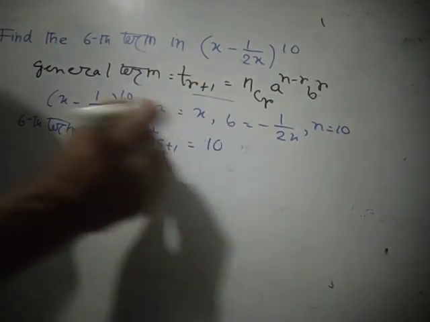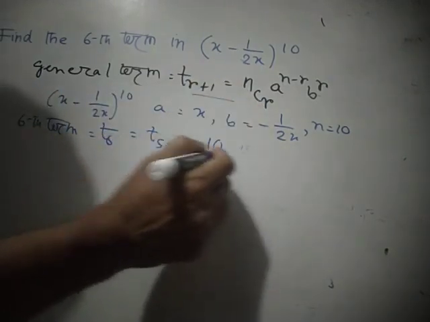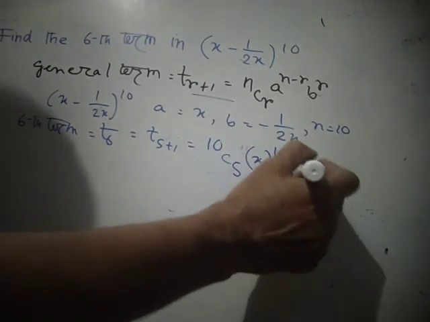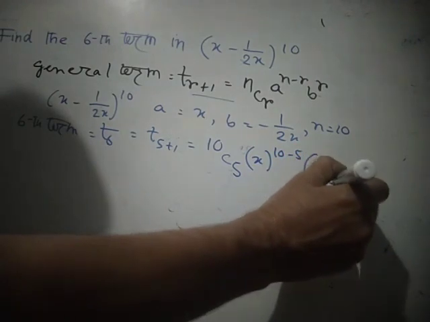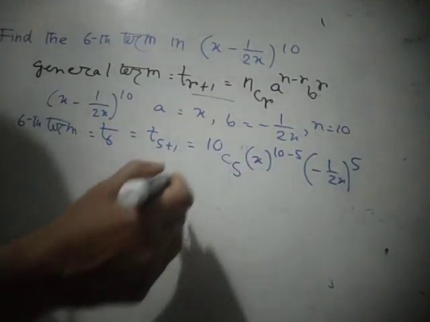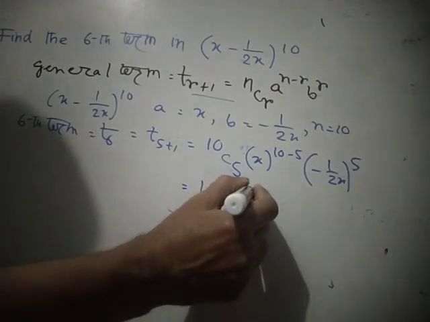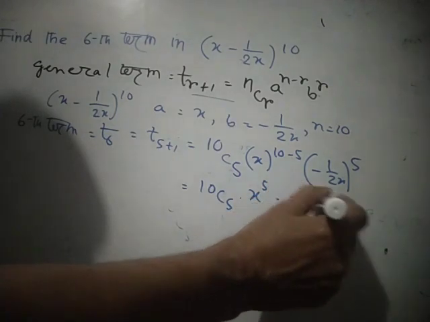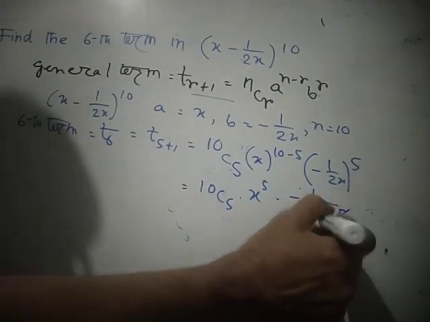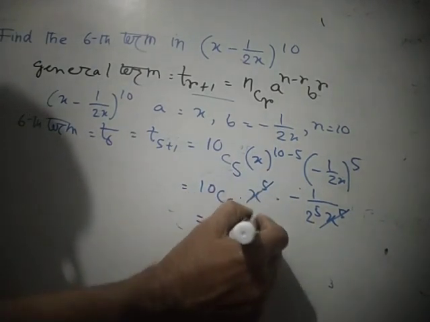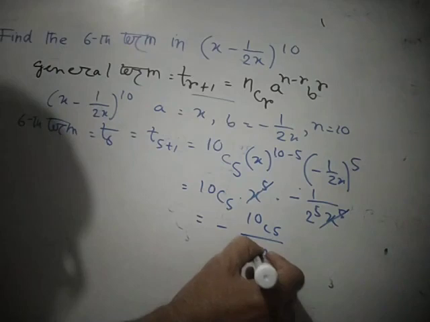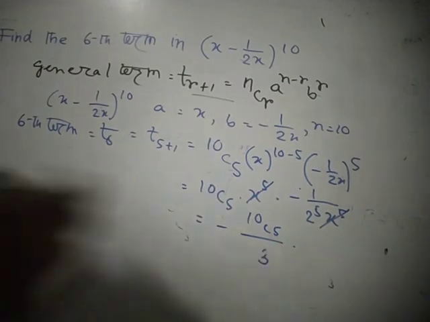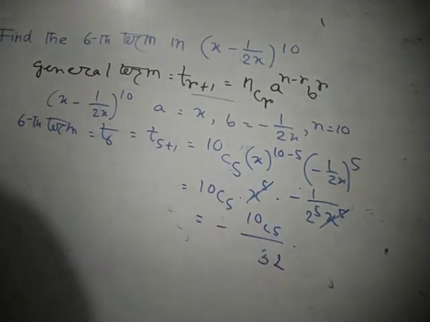Now if we put n value 10, r value is 5: 10C5, a is x to the power 10 minus 5, and b is (minus 1 by 2x) whole to the power 5. So if we simplify, 10C5 x to the power 5 into minus 1 by 2 to the power 5 x to the power 5. The x to the power 5 gets cancelled out. So the answer will be minus 10C5 by 2 to the power 5, which is 32. 10C5 is a very big number, so we don't simplify. So the answer is minus 10C5 by 32.